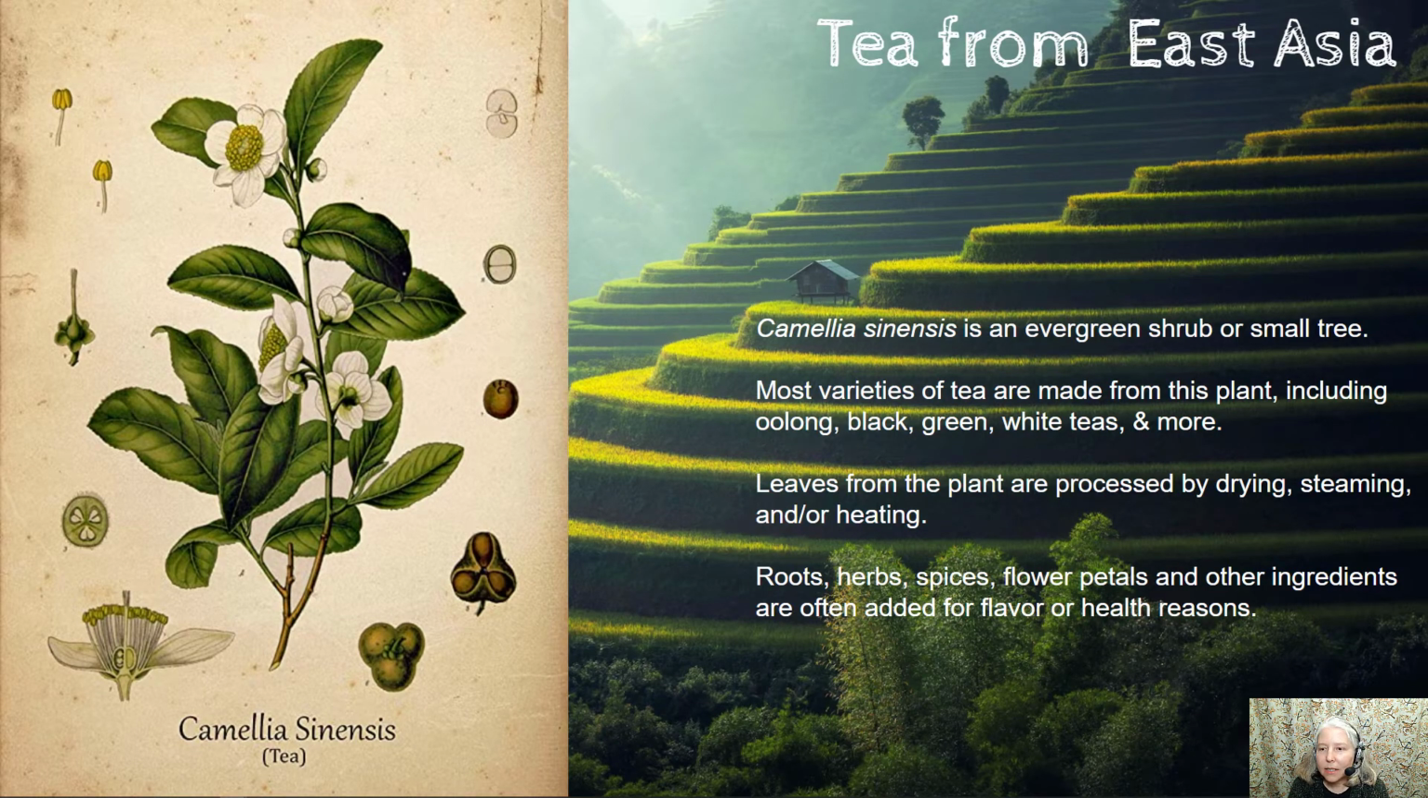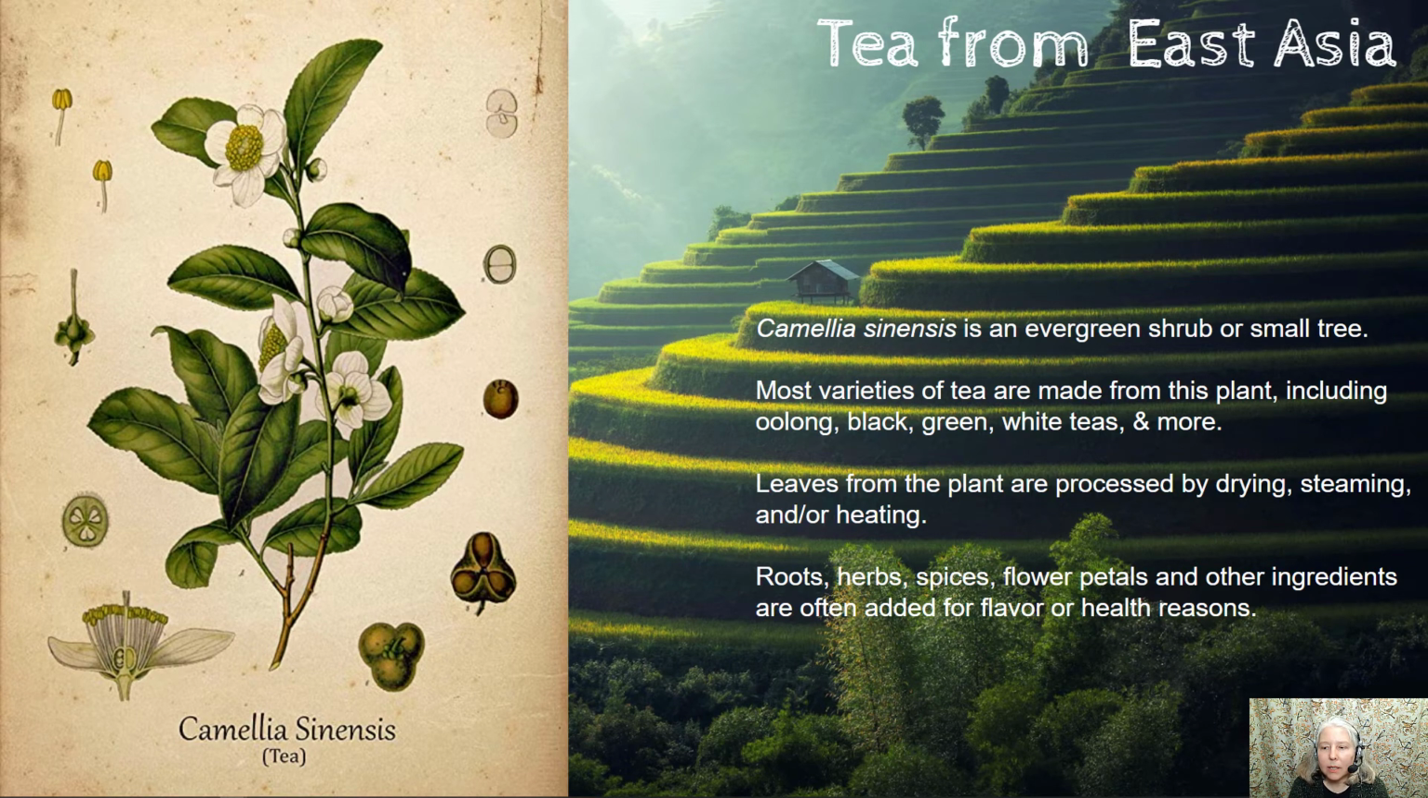Camellia sinensis is an evergreen shrub or small tree. This background photo is a tea plantation. Most varieties of tea are made from this plant, including oolong, black, green, white teas, and more.